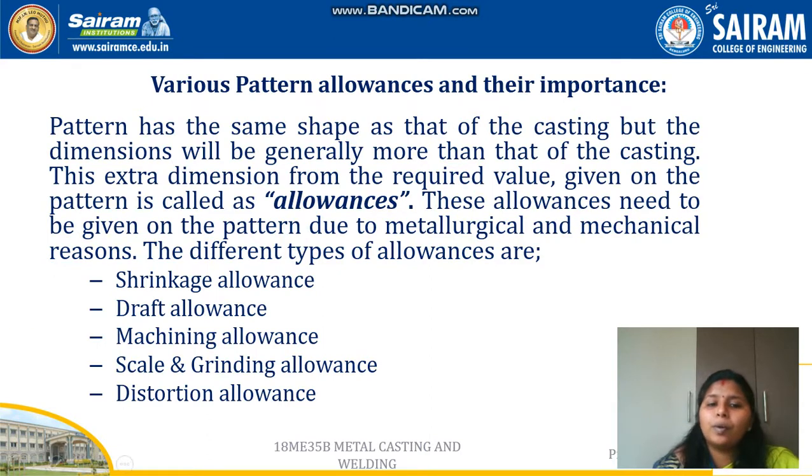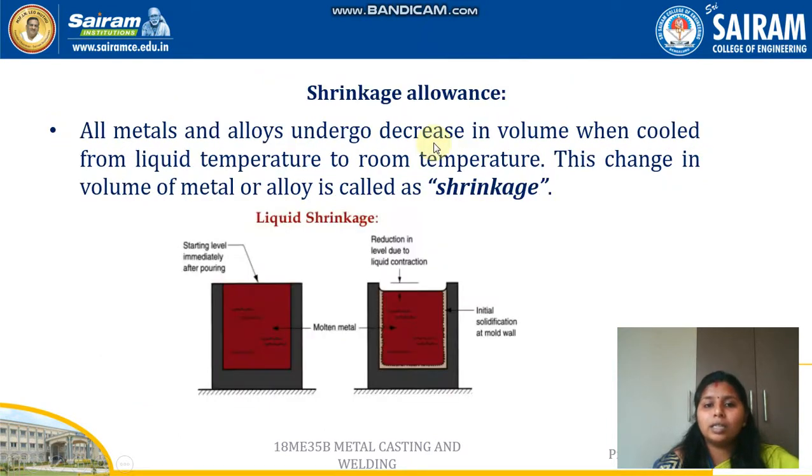So these allowances are due to metallurgical and mechanical reasons. There are various allowances like shrinkage allowance, draft allowance, machining allowance, scale and grinding allowance, and distortion allowance. Now let us see in brief about each and every allowance. So first it starts with the shrinkage allowance.